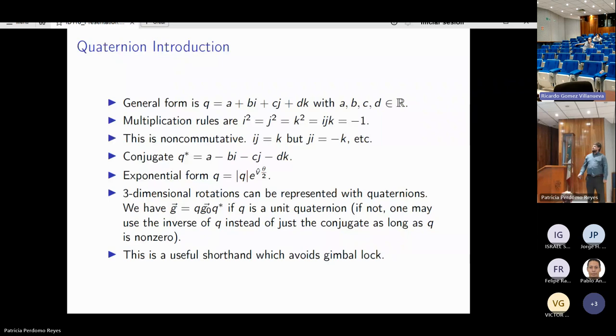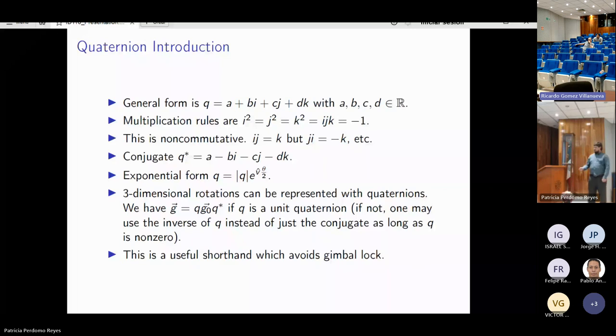Quickly going through this, the general form is with these real coefficients and three separate square roots of minus one with this multiplication law: i squared equals j squared equals k squared equals ijk equals minus one. It is not commutative: ij is equal to k, but ji is equal to minus k. There's a conjugate that's analogous to complex numbers. You just reverse the sign of the coefficients in front of the square roots of minus one. There's an exponential form, again analogous to complex numbers. Three-dimensional rotations are represented with this sort of conjugation operation, where on one side you multiply with a unit quaternion, and on the other side you multiply by its conjugate. If the quaternion is not normalized, which again, some of them will be in this work, then instead of the conjugate on the other side, you use the inverse.